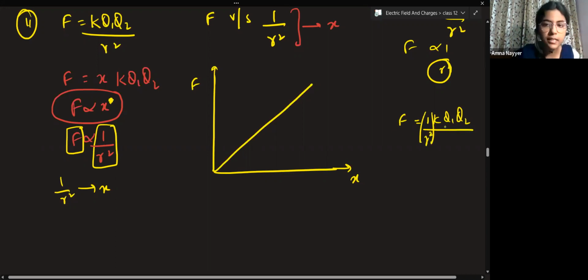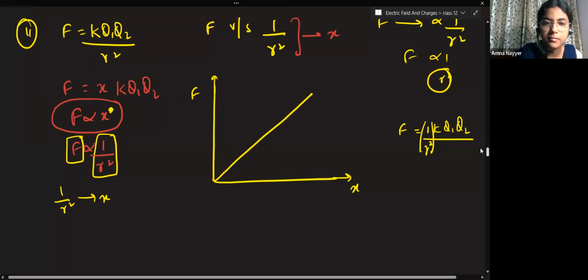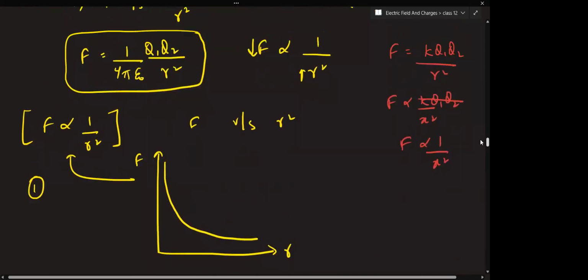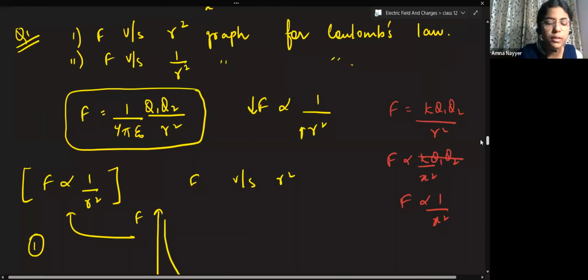Are these two parts clear, or should I repeat it? Yes, teacher, clear. All right, so just note these down as well. Then we'll do the graph for electric field.